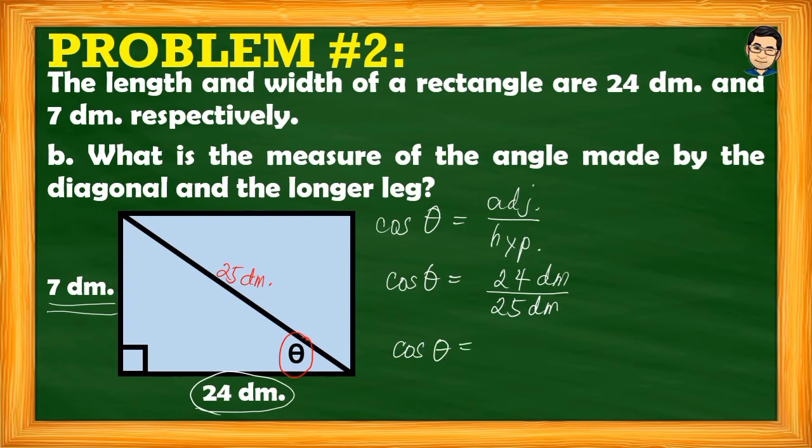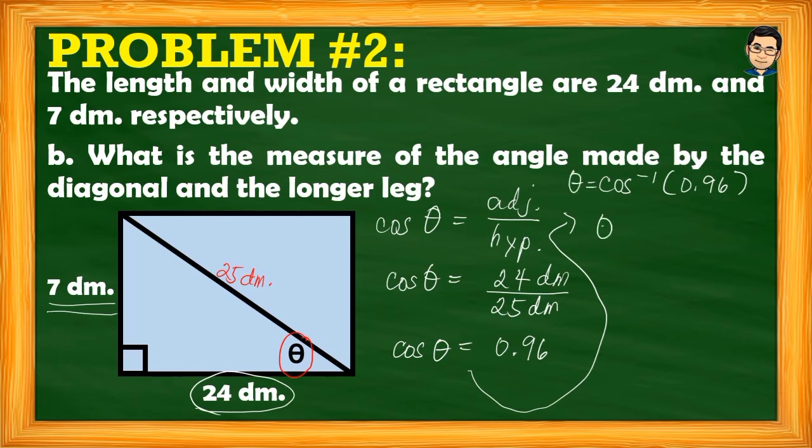So, kapag dinivide natin yung 24 by 25, we'll get 0.96. Okay. So, para makuha natin yung sukat ng angle, i-press nyo lang po sa calcu shift and then cosine. Sa calcu nyo dapat ganito ang lumitaw: cosine raised to negative 1 parenthesis 0.96. Okay. So, yan po dapat ang lumitaw.